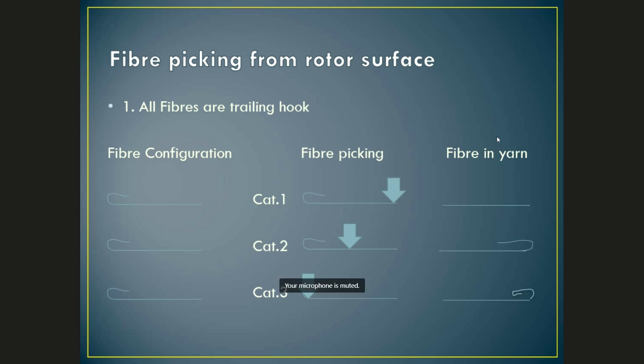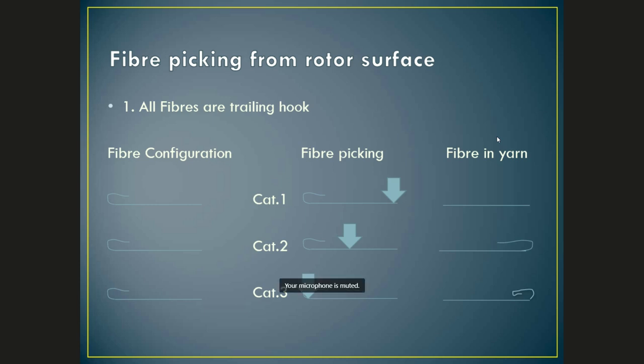Now, if a fiber is falling in category 2, where part of the fiber is in the transport tube and part of the fiber is on the rotor surface, and the yarn tail comes here and picks the fiber, what is going to happen? This portion will form a leading hook, and the fiber portion which was still lying in the transport tube may get straightened out due to the brushing action. But the leading hook will have a larger hook extent, because it will depend on the position of the yarn tail, where the yarn tail comes and how much length of the fiber has come inside the transport tube.